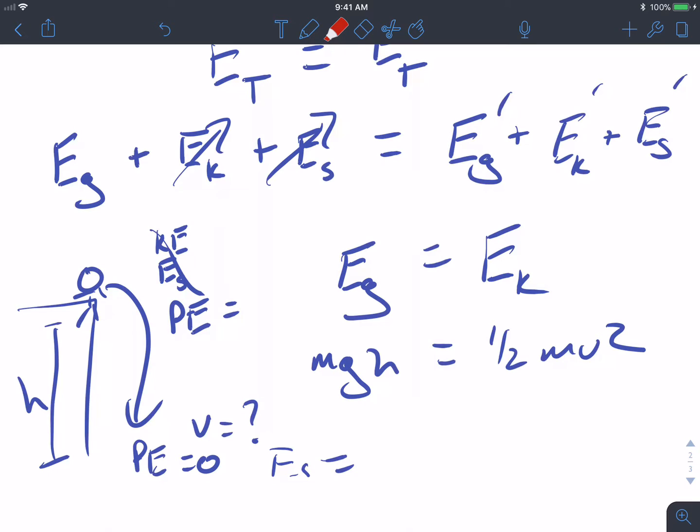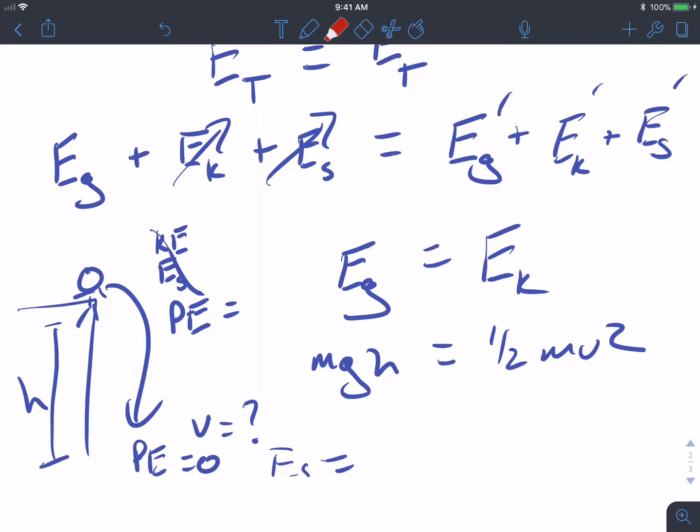And depending on the question being asked, we'll get rid of the variables that we don't need. If the object isn't moving, we won't have kinetic. If it's not compressing a spring or doing anything along the lines of elastic motion, we will not use the potential elastic energy.